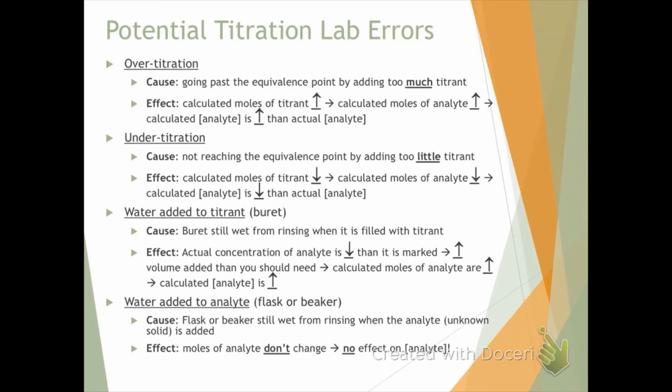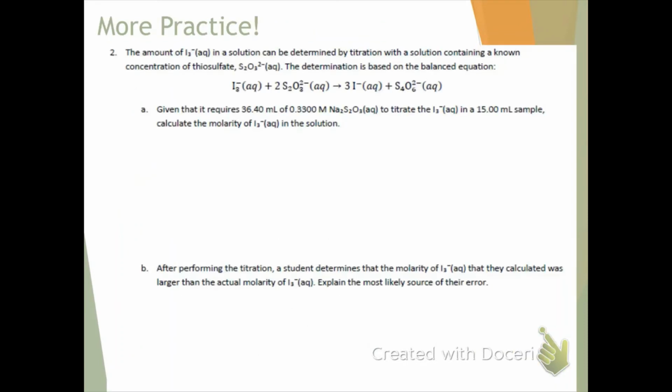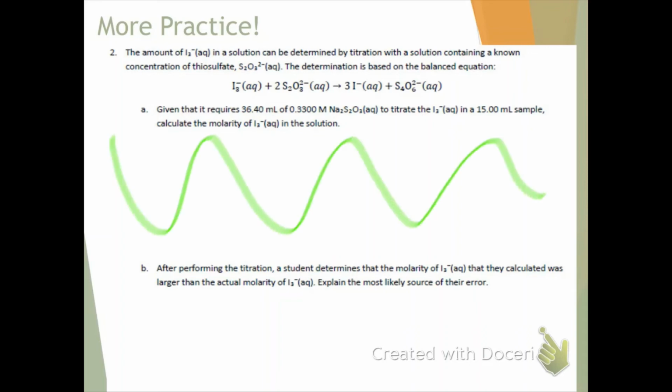So you might experience one or more of these errors in your lab report, and that is something that you will be able to explain when it comes to your formal lab report. So we'll talk more about these errors in conjunction with your lab next class. Before we reach there, we have one more practice problem. Go ahead and pause the video, give this redox titration a go on your own, and resume when you're ready to see the results.